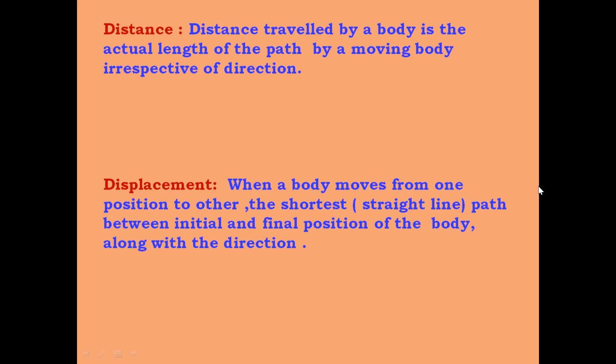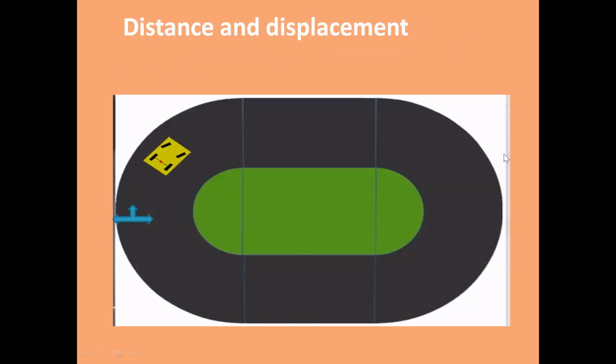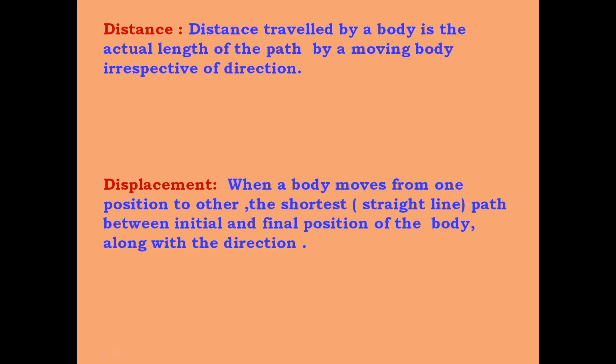Let us go to the previous slide again. Here the object started to move from this point, moved along a particular path, and stopped here. The path from this point to this point is called the distance, and this is the initial position and this is the final position. The shortest length between the initial position and the final position is called the displacement.